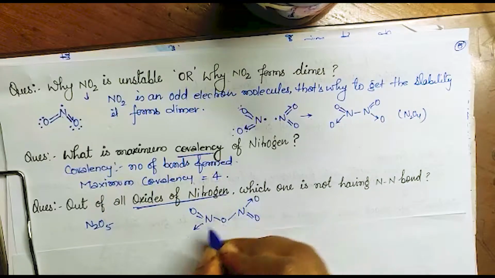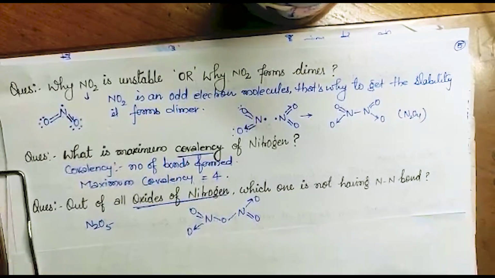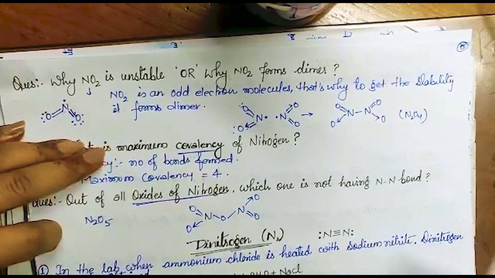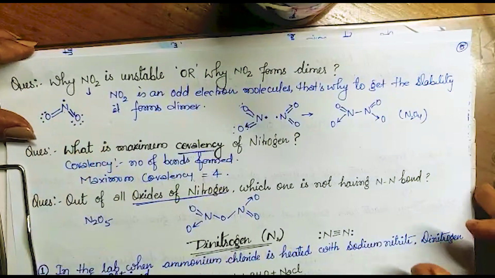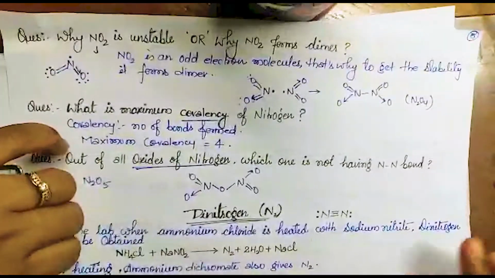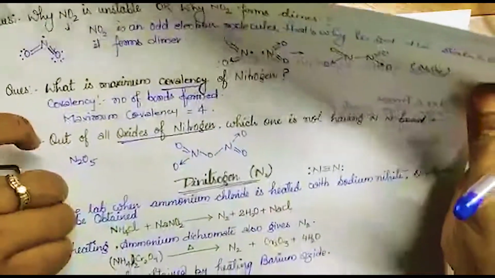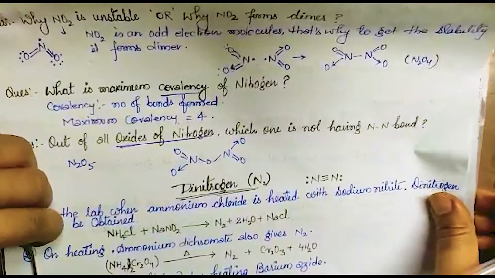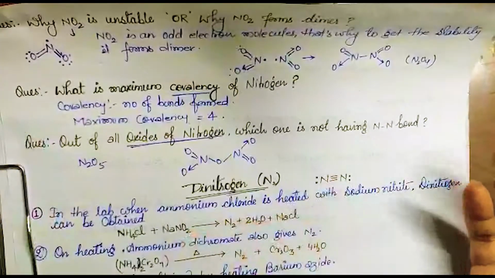Yes, done. So this is the compound N2O5. Now we have to go through the next topic, and that is dinitrogen. We have to learn a few compounds of nitrogen. Out of that, the first one is nitrogen. Dinitrogen, or nitrogen, you can say.